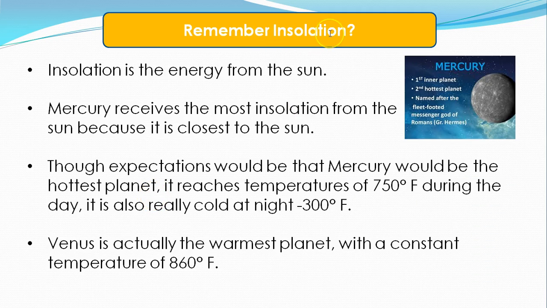Remember insolation? Insolation, we learned previously, is the energy from the sun. The planet Mercury receives the most insolation from the sun because it's closest to the sun. Though you might expect that Mercury would be the hottest planet, it actually reaches temperatures of 750 Fahrenheit during the day. It also happens to get really cold at night, at about negative 300 degrees Fahrenheit. But Venus is actually the warmest planet with a constant temperature of around 860 degrees Fahrenheit.